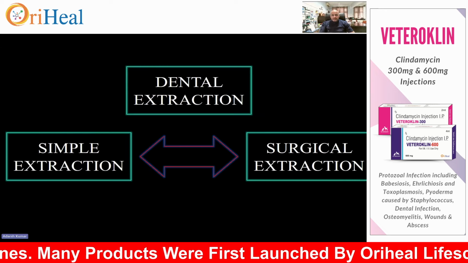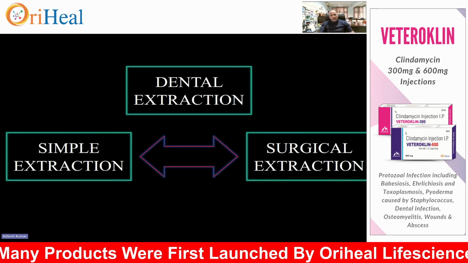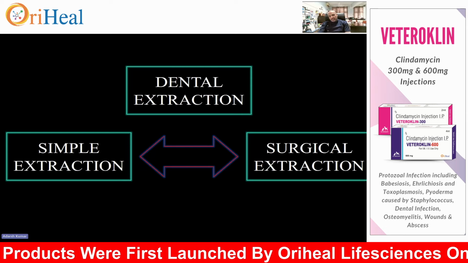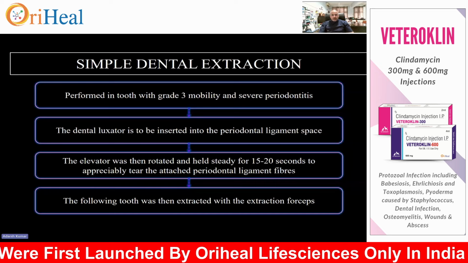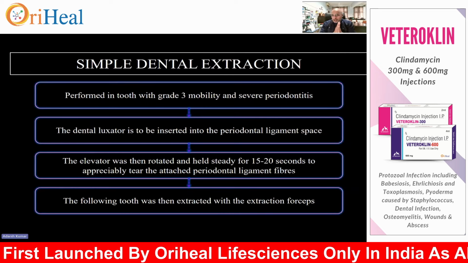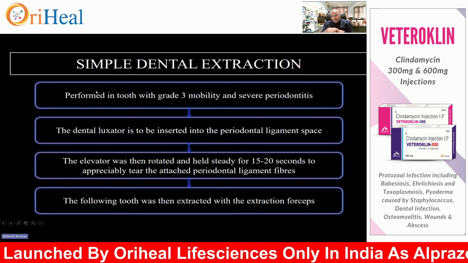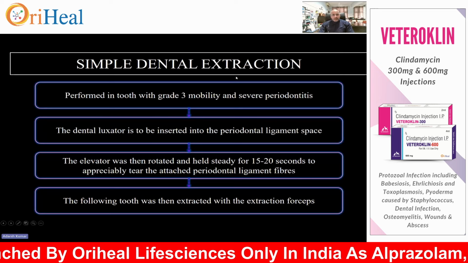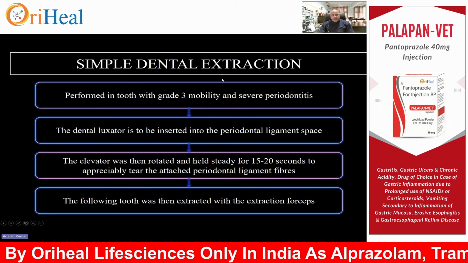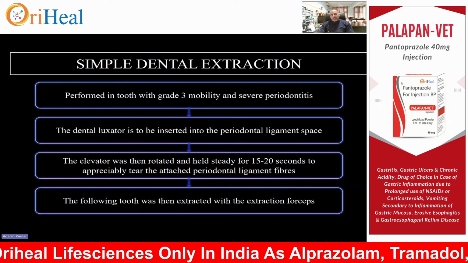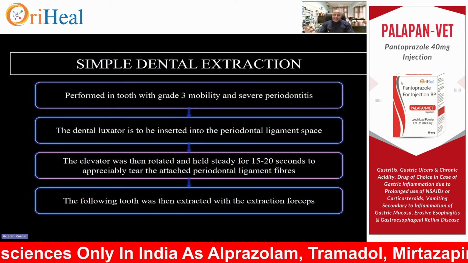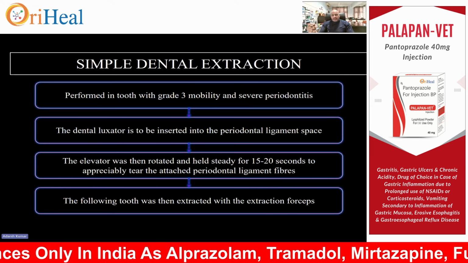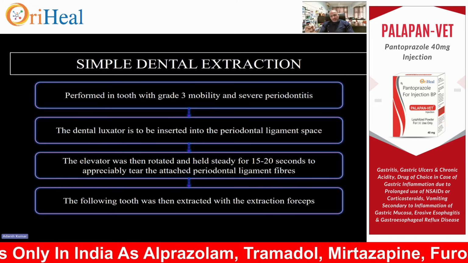Now you have two kinds of extractions. One is the simple extraction. Another is the surgical extraction. So simple dental extraction means that you are not using a flap. You're not creating a flap. So a simple dental extraction is performed in a tooth which has grade 3 mobility, meaning it is about to come out and has only mild attachment within the alveolar socket, and that can occur in severe periodontitis.